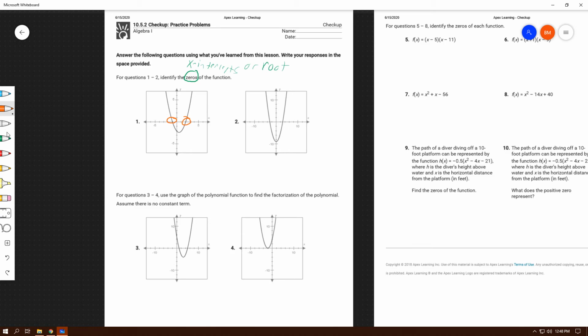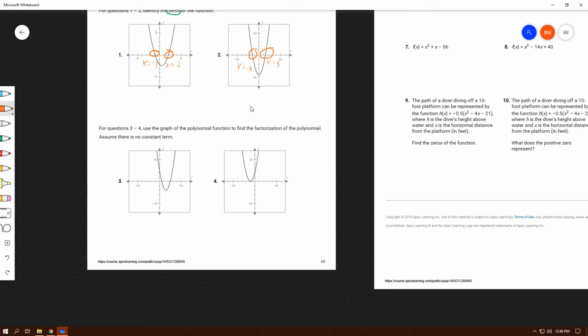So here, the graph is going to cross the x-axis at x equals positive 2 and x equals negative 1. Those are my two zeros. They cross at negative 1, they cross at positive 2, those are the zeros. Over here, these are going by 2, so this is 2, 4, so x equals 3, x equals negative 3. Those are my two roots. It's where it crosses the x-axis.